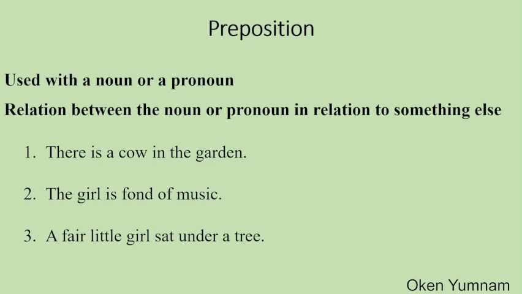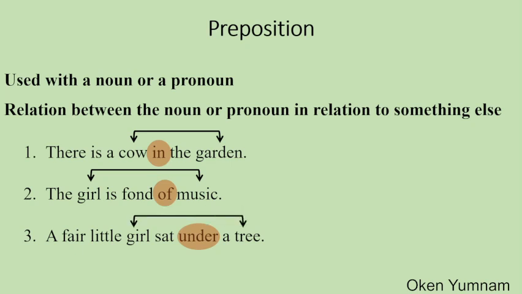The first one: there is a cow in the garden. Here, in shows the relation between cow and garden. So in is a preposition. The girl is fond of music. Of shows the relation between girl and music. Similarly, a fair little girl sat under a tree, and under shows the relation between the girl and tree. So these are prepositions. They show the relation between a noun or a pronoun and another word in the sentence.